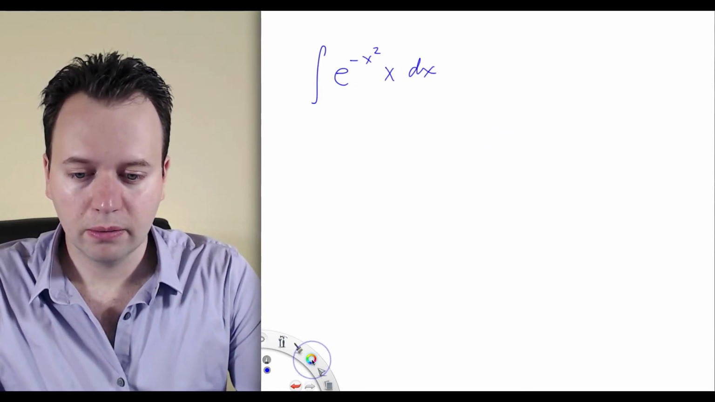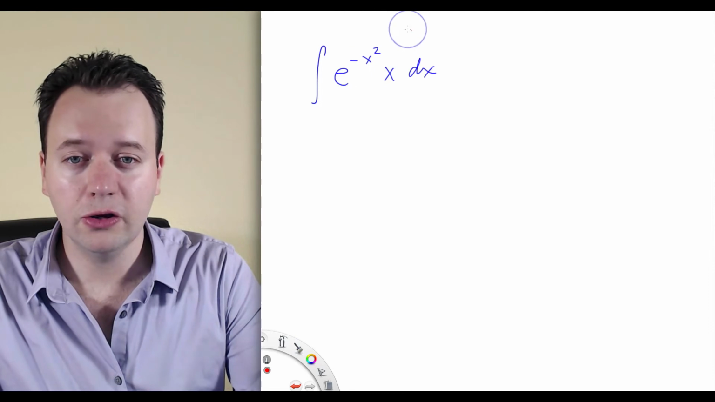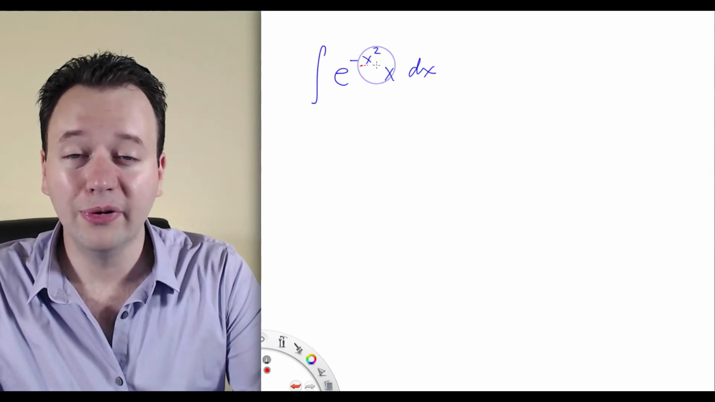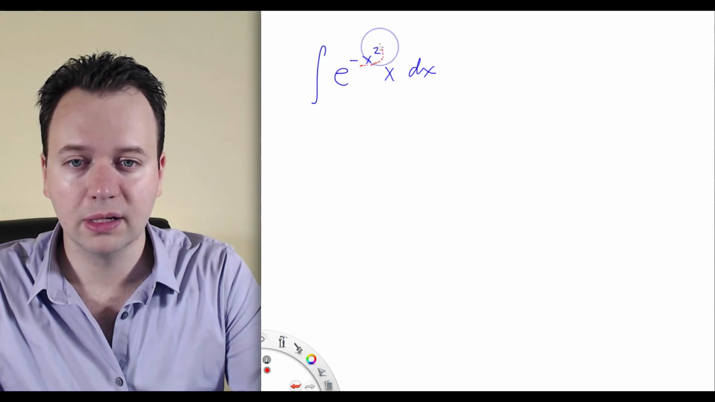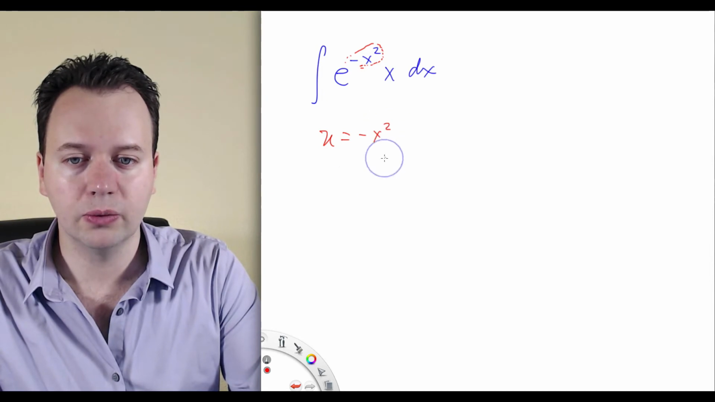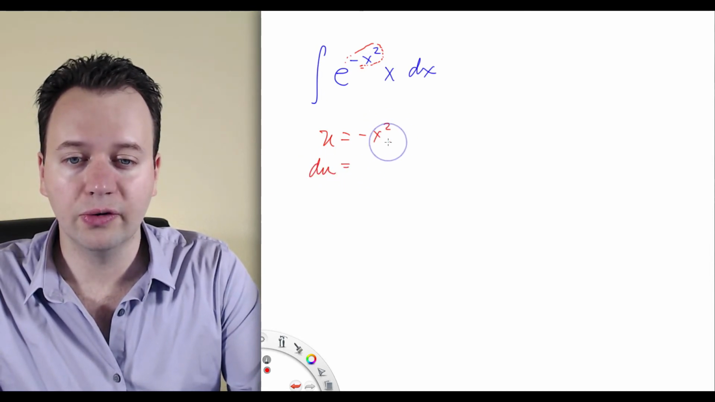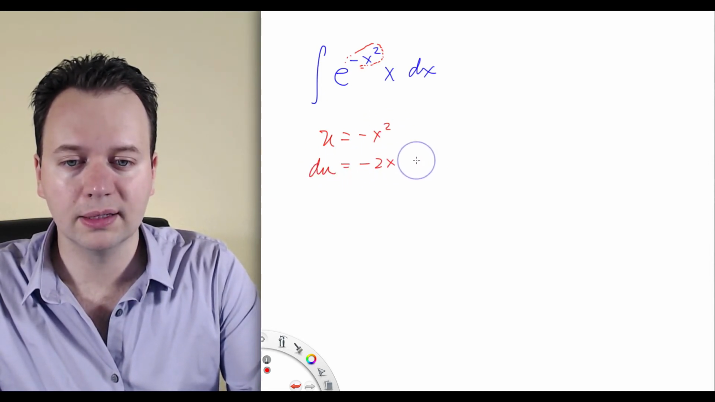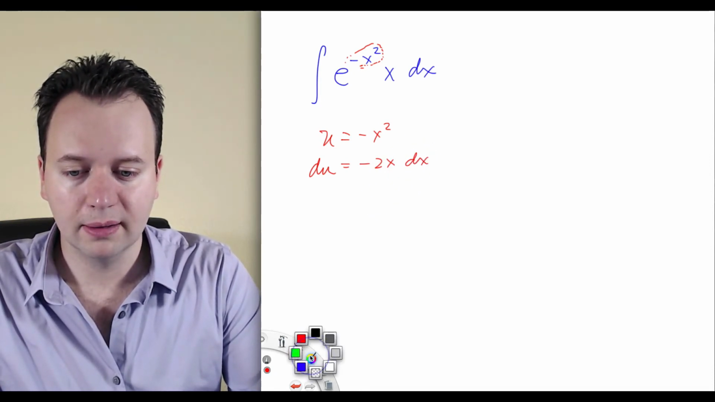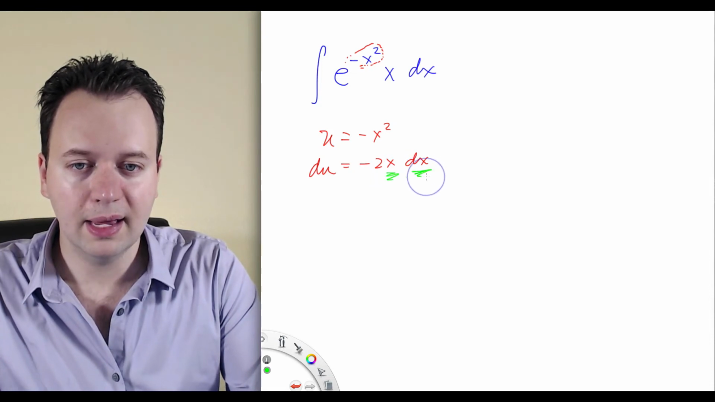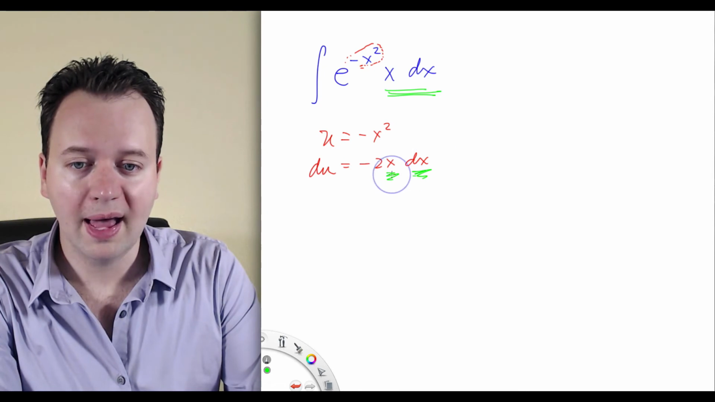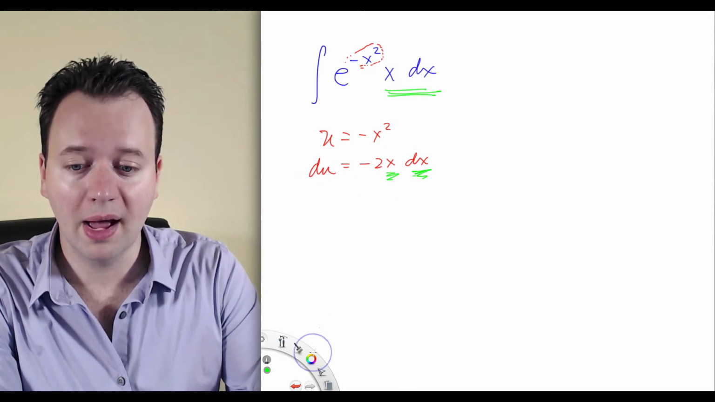So here, well, we have a choice. We can set u equal to x squared or minus x squared. You get the same answer either way. But you just have to be consistent and stick with your choice. So let's use minus x squared. So let's say that u is equal to minus x squared. So therefore du, the derivative of minus x squared, is minus 2x times dx. Okay, so I have basically my x dx sitting right here in the integral. So x dx is equal to du over minus 2.